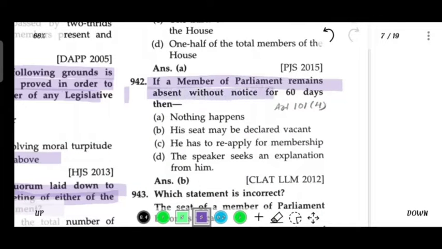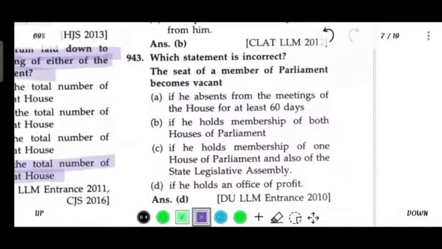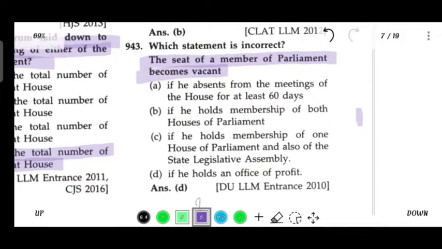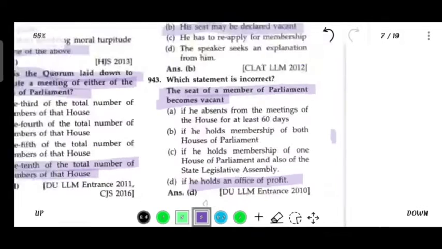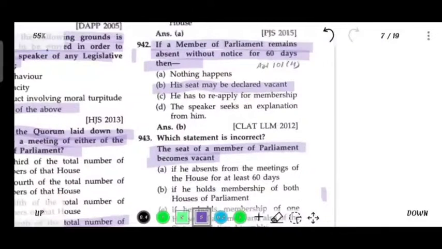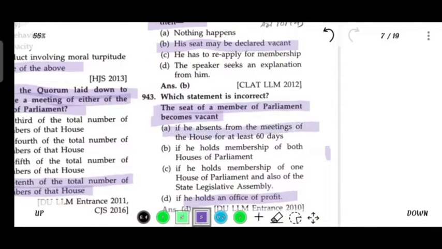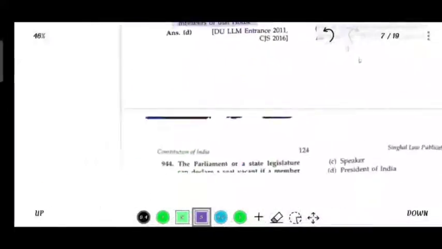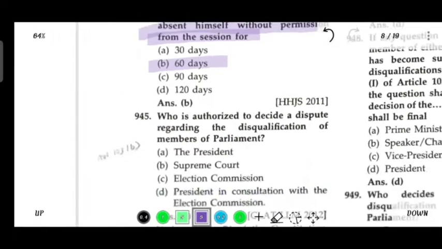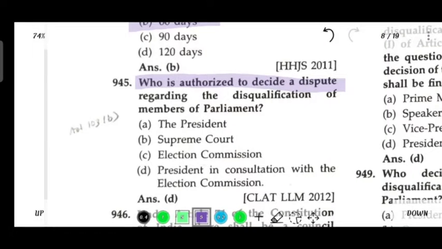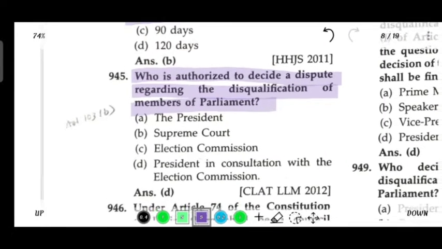If a member of the Parliament remains absent without notice for 60 days, his seat may be declared vacant. The seat of a member of Parliament is vacant if he holds an office of profit. If he is absent from the meeting of the House for at least 60 days. The Parliament or the state legislature can declare a seat vacant if the member is absent without permission from the session for 60 days. Who is authorized to decide the dispute regarding the disqualification of a member?